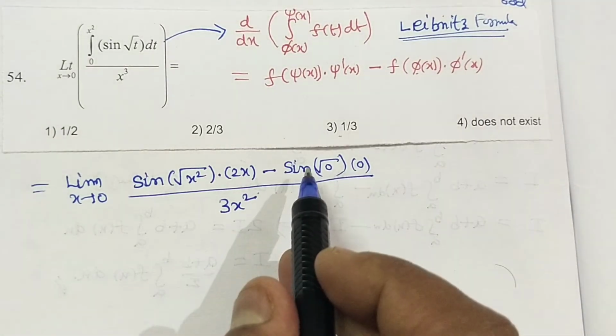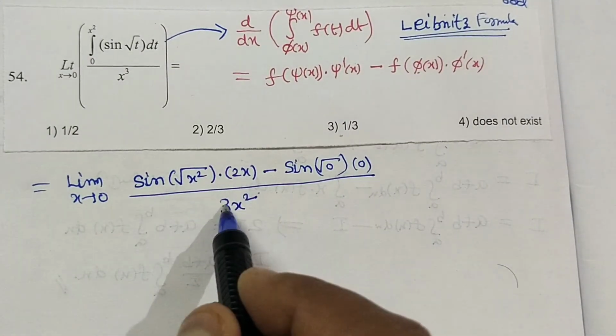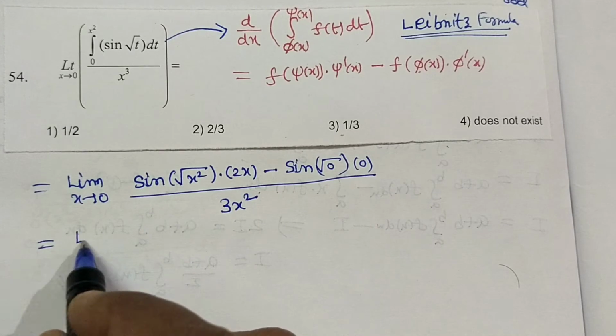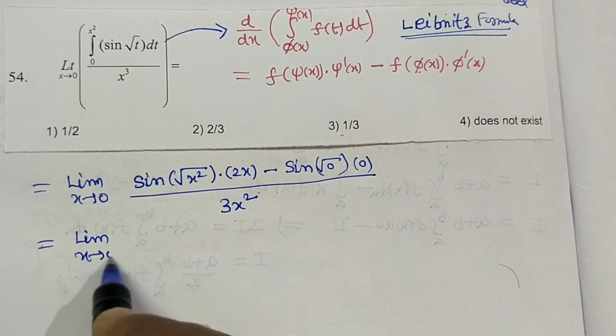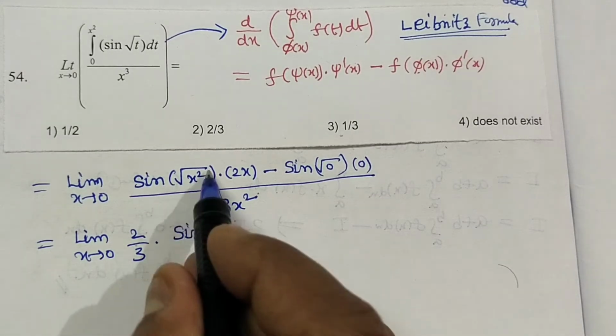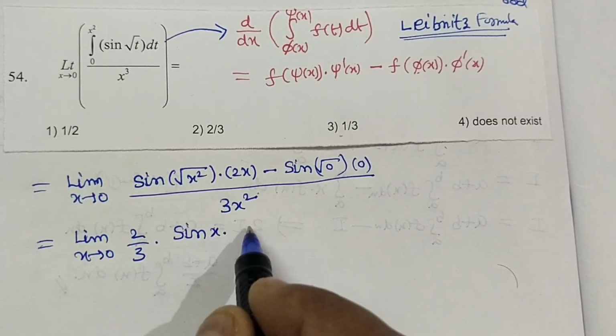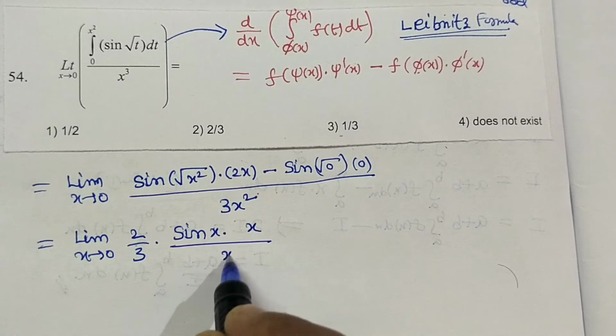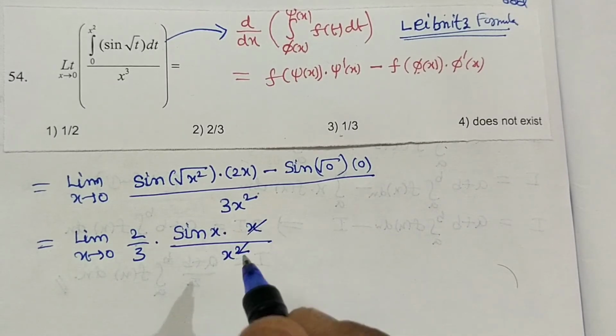So 0 into anything is 0. So 2 by 3 is constant, you can take outside. Limit x tends to 0. First you write 2 by 3 into sin x square, root x square, sin x, it will become, into x divided by x square. One of the x cancels here.